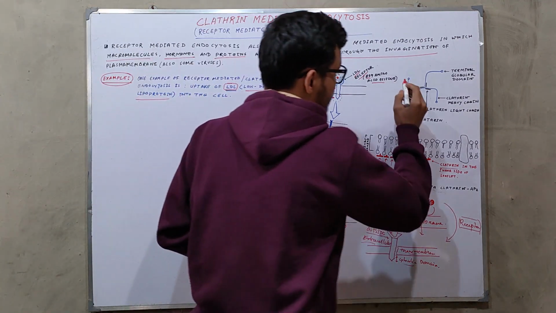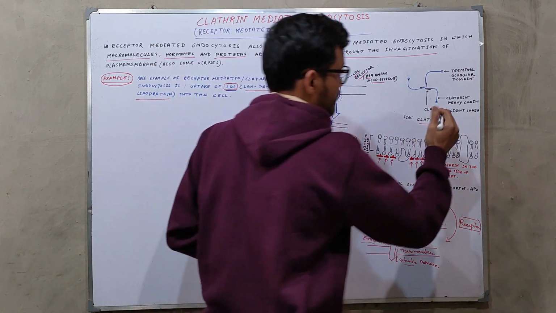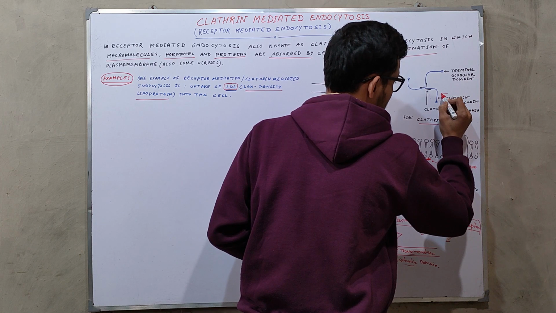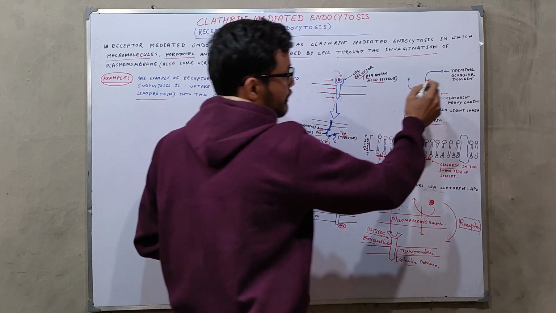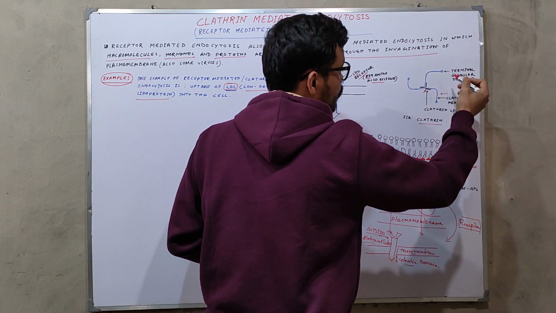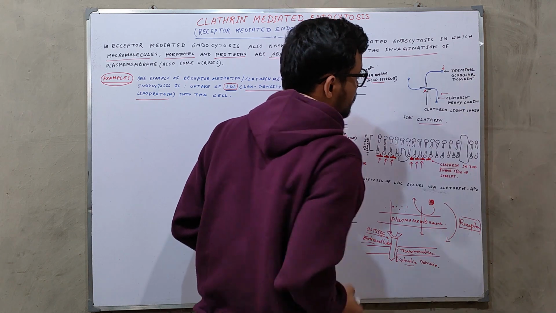So this is the structure of clathrin. Clathrin is made up of two chains: one is the clathrin heavy chain, that is the long chain, and the short one is the clathrin light chain. Another one is the terminal domain of the clathrin heavy chain, which has a globular domain.